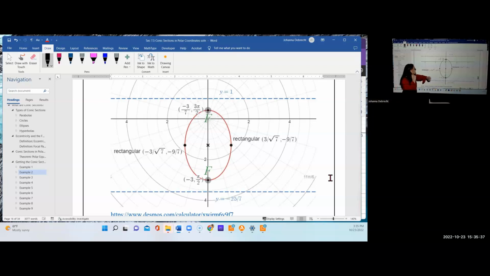So in the rectangular system, we found where the center was, and then we moved to the left and the right. So this is -3 over the square root of 7, -9/7. Remember, it was at 9/7, 3 pi over 2 for the center. So this is at -9/7, and this is -3 over the square root of 7. That's what we found b to be. And then 3 over the square root of 7 to the right. And then we can see we've got these graphed in the polar system. So we've got these two right here. And then we've got the focus at the pole and the focus down here. All right. And we've got our two directrix lines at -25/7 and at 1.